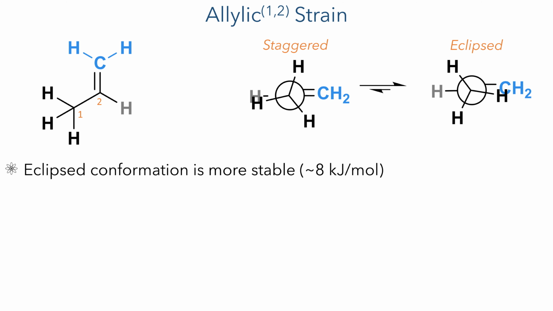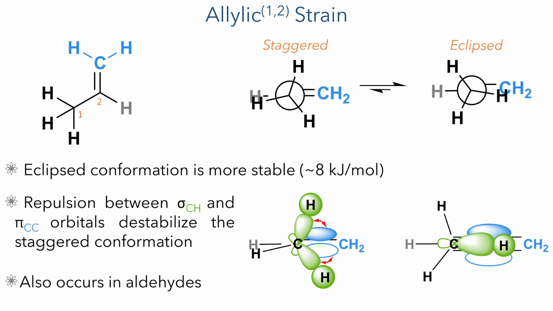The first interaction we will look at is allylic 1,2 strain. We can see this in molecules such as propene, which is shown here. In this molecule, the conformation where the double bond is eclipsed by a hydrogen is actually the more favoured conformation, which may appear counterintuitive. However, when we look at the orbital structure of the molecule, it makes a lot more sense. There is repulsion between the carbon-hydrogen sigma bond when it lies in the plane of the carbon-carbon pi bond, which destabilizes the staggered conformation.